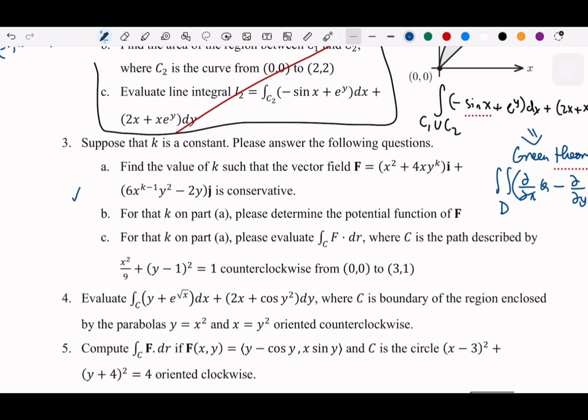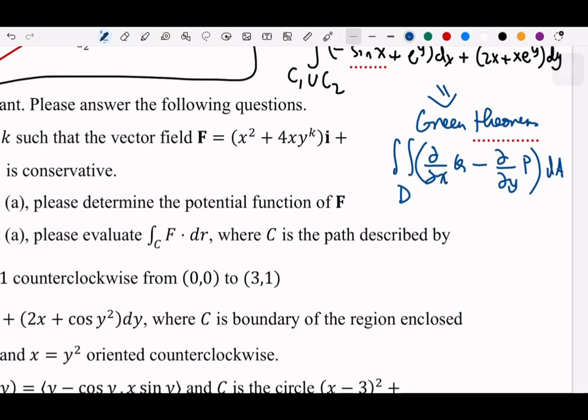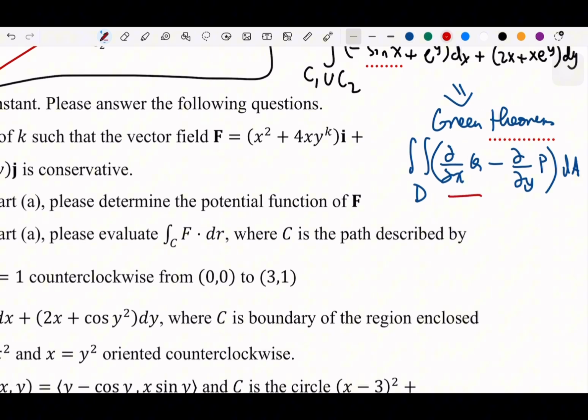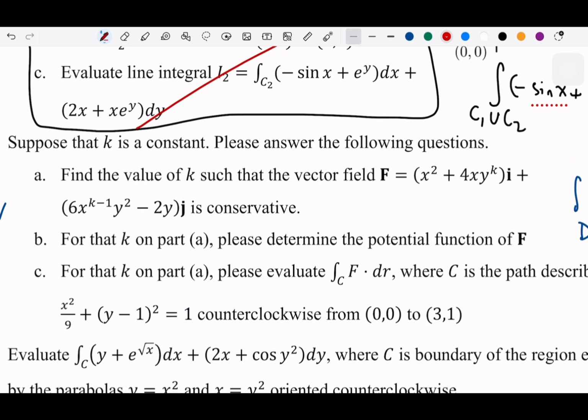And we can say this should be equal to this, right? So the PY should be equal to QX, that is for conservative. So using this, you can find, so this is P, this is Q. So you could take that equations to make it equal. And then with the same procedures, we can find the potential functions.